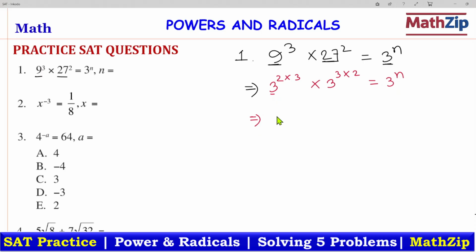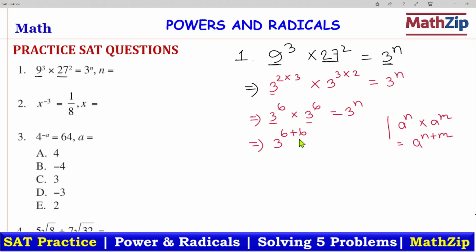Then 3 to the power 6 times 3 to the power 6 equals 3 to the power n. Here the bases are the same. We know once the bases are the same, a to the power n times a to the power m, in a product the powers are added, which means a to the power n plus m. So we can write 3 to the power 6 plus 6 equals 3 to the power n, and 6 plus 6 is 12, so 3 to the power 12 equals 3 to the power n.